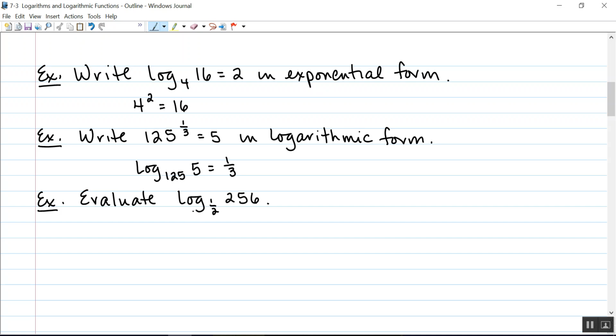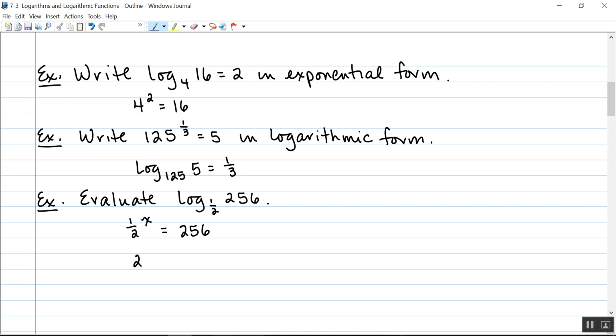Now we can use this to help us evaluate logs. We need to find what is log base 1/2 of 256. What that means is 1/2 raised to some power equals 256. So 1/2 raised to an unknown power, which I'll call x, equals 256. And as we saw in the last section, we can solve this by rewriting these two expressions with a common base.